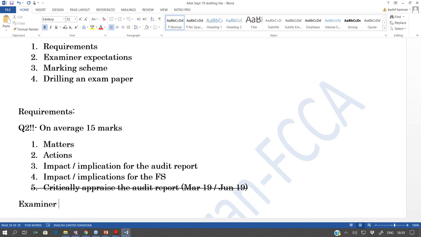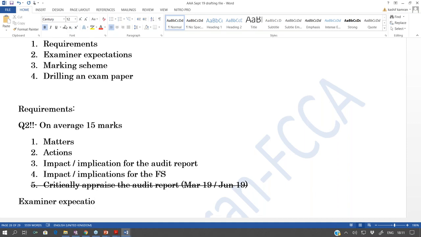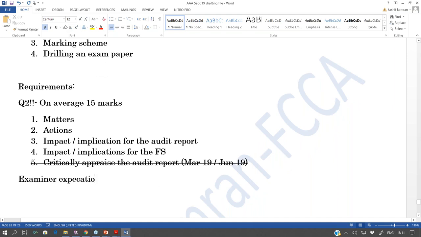Examiner expectations. I will be covering each of these requirements in my session today: matters, actions, impact on the audit report, and impact on the financial statement. I'll be coming back to these requirements in the next 10 to 15 minutes. But the first thing before I get into the requirements is to look at the examiner expectations.